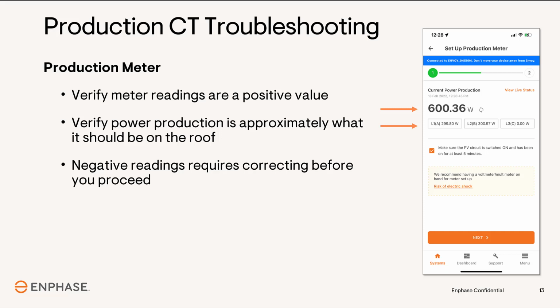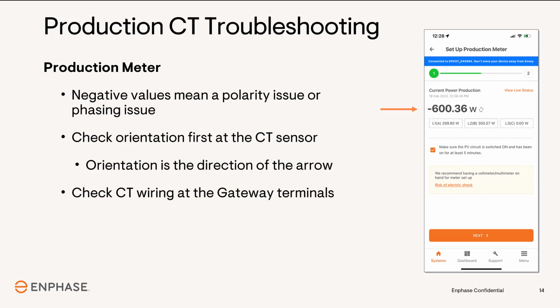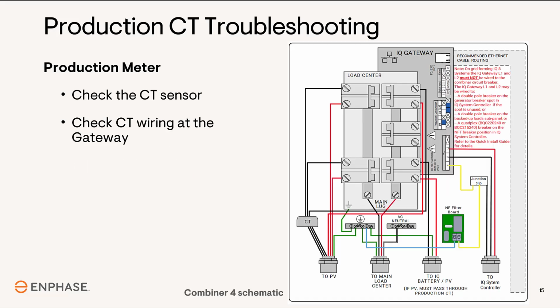If all values look correct, follow the instructions on the screen and tap the checkbox once the task is complete. If you see a negative value on the screen, the production CT polarity is reversed, or you have a phasing issue. Start with checking the orientation of the CT sensor and determine if that is the cause of the issue. With CT polarity, there are only two places that can be incorrect: the CT sensor, the donut, or the CT wiring at the terminals of the gateway.